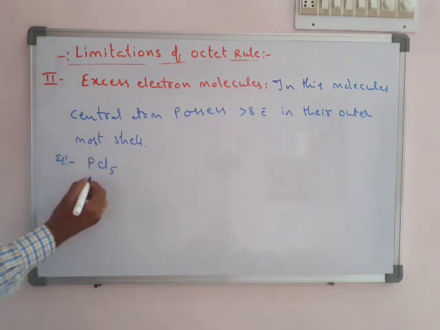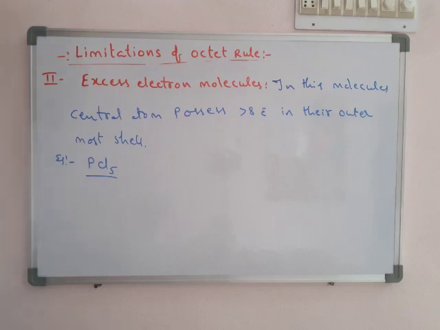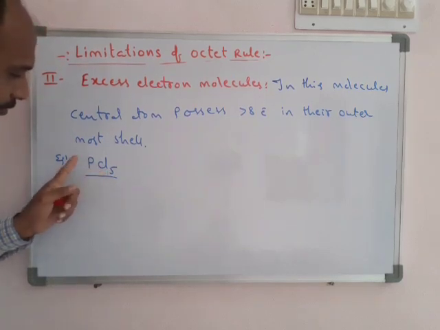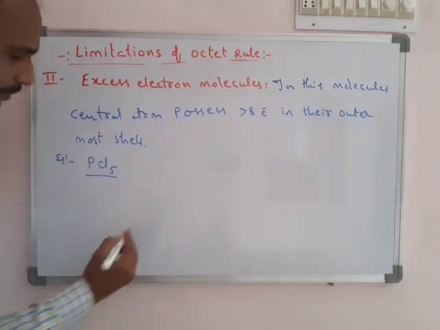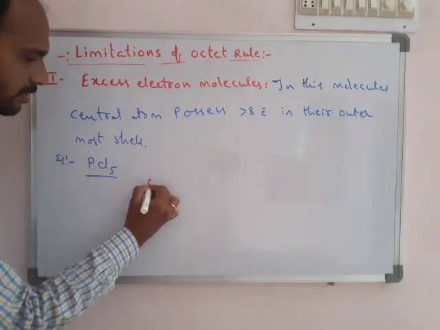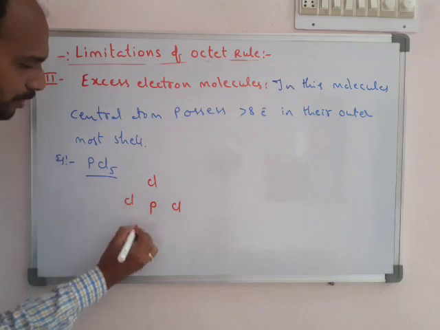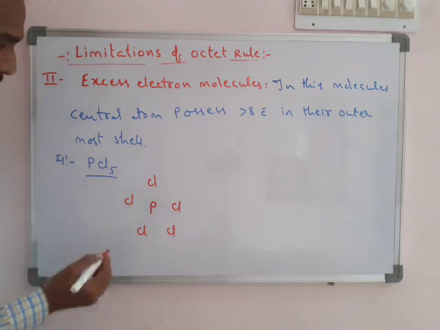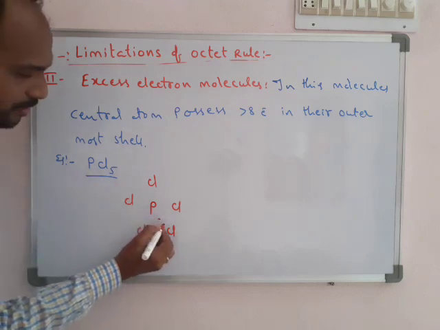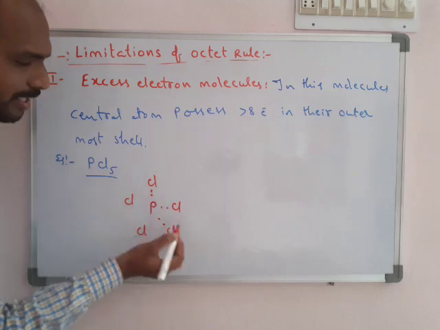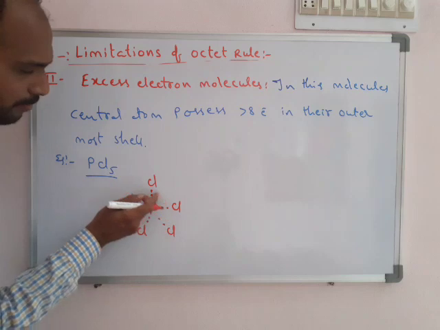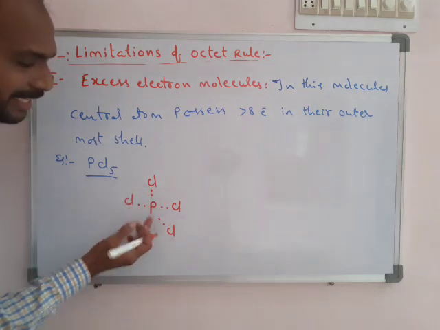phosphorus pentachloride. Okay, so what is the phosphorus valency? 5. Chlorine valency? 7 valence electrons for chlorine. 7 for the 5 chlorines is 35, for phosphorus 5. It's a total of 40. So the phosphorus 1, 2, 3, 4, 5. We are not discussing about the shape. So 40 electrons distribute chestam. One bond compulsory, one bond form chesthe that will become 10 electrons.